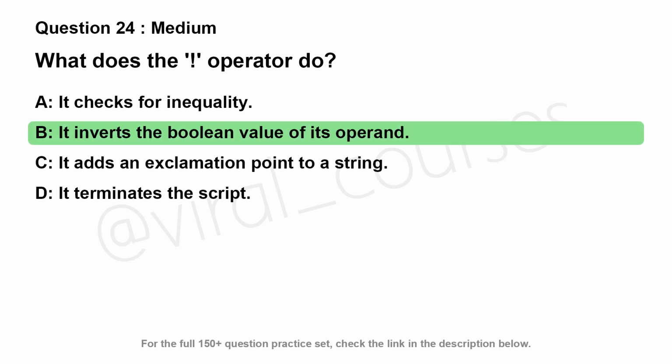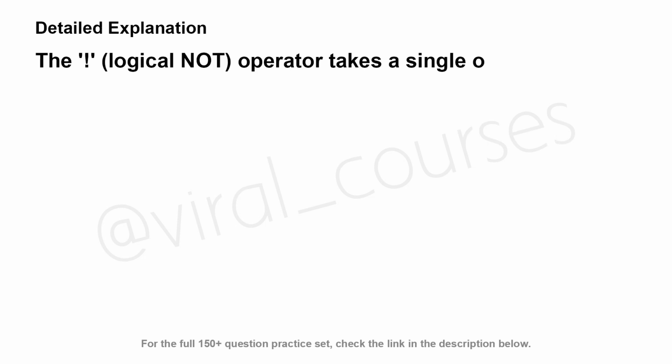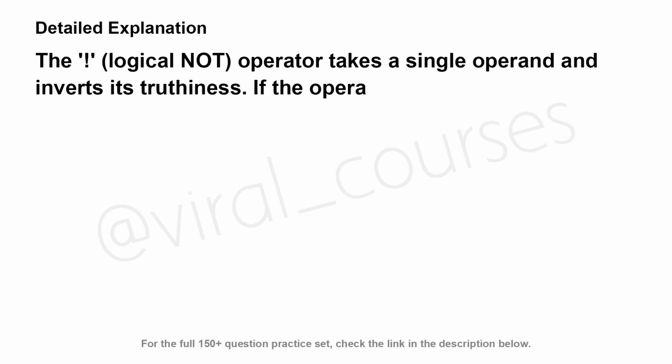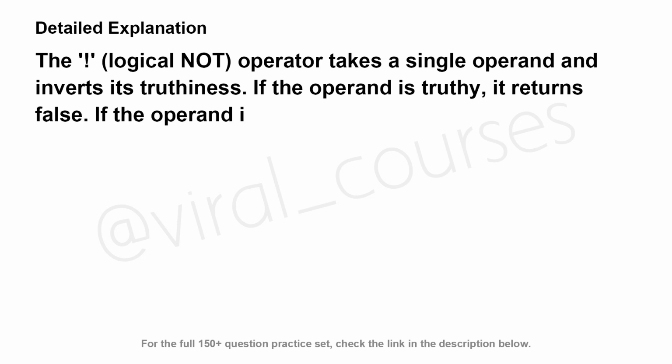The correct answer is B. The logical not operator takes a single operand and inverts its truthiness. If the operand is truthy, it returns false. If the operand is falsy, it returns true.